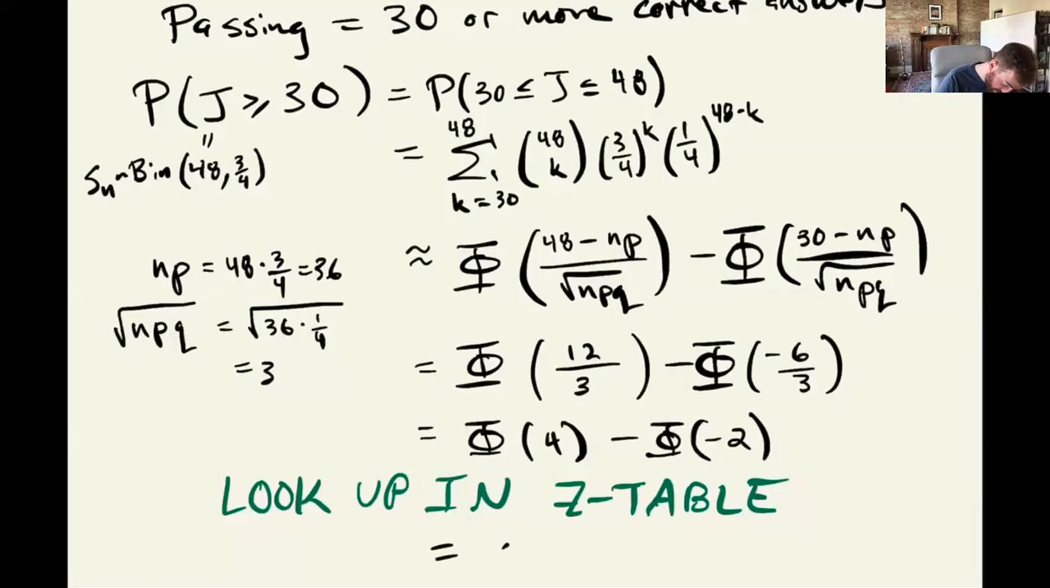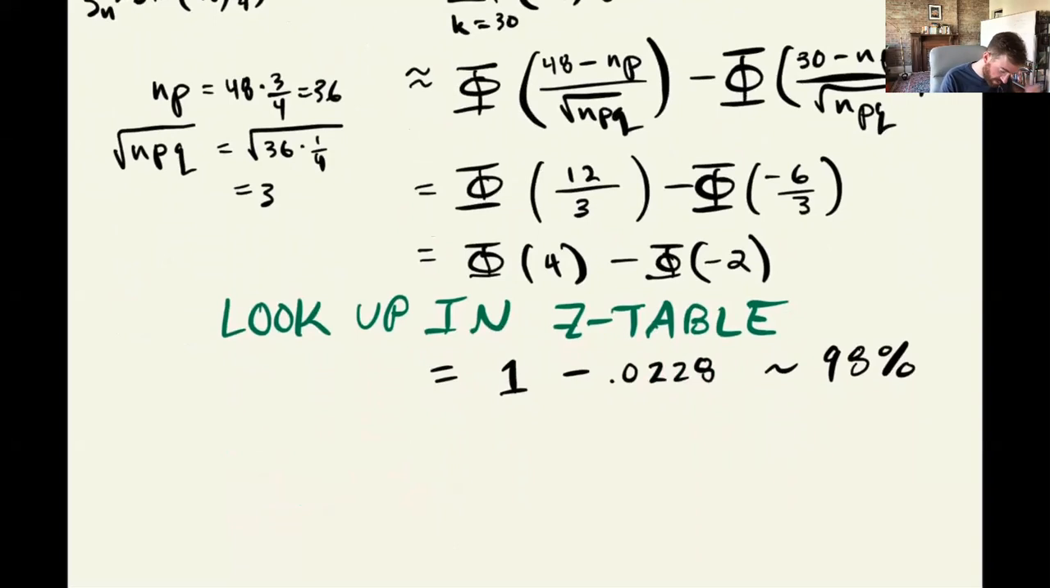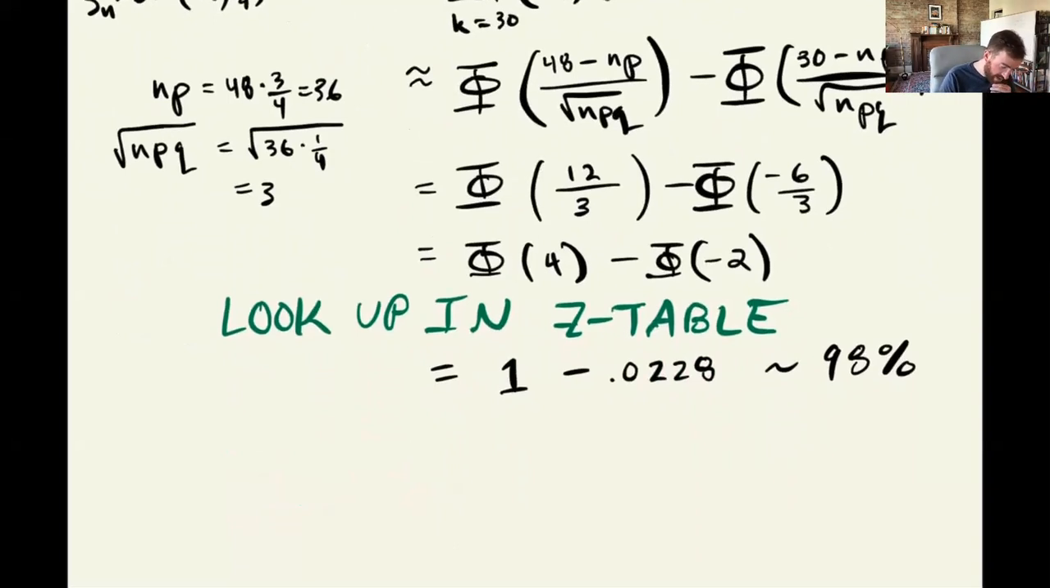So this ends up equaling approximately 1 minus 0.0228. So let's just call it about a 98% chance of passing. All right, 97 and change, 97.702, something like that. All right, so Jane is set. Now, if you want a little exercise, do this with the continuity correction.